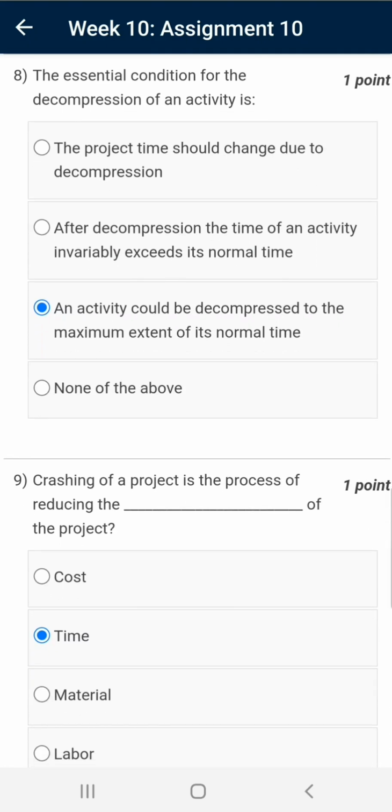Question number 8. The essential condition for the decompression of an activity, the correct answer is the activity could be decompressed to the maximum extent of its normal life.